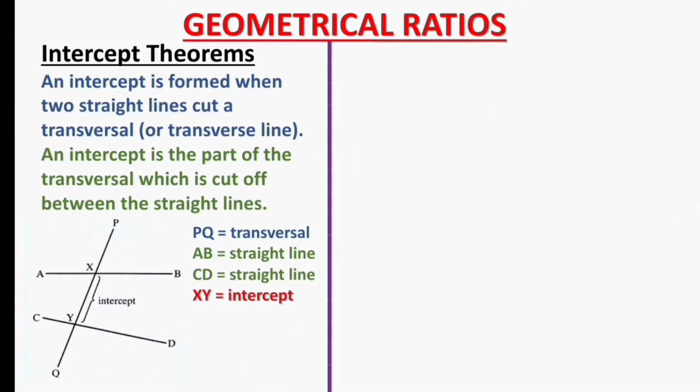Let's learn about intercept theorems. An intercept is formed when two straight lines cut a transversal or a transverse line. An intercept is the part of the transversal which is cut off between the straight lines. We have a diagram below here to illustrate what an intercept looks like. We have two straight lines, line AB and line CD, and we have a transversal PQ cutting across the two straight lines. Now the line segment between X and Y that is cut off between the two straight lines represents the intercept. I hope this idea is clear to you.